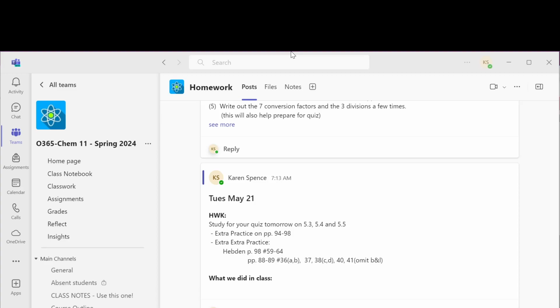Or you can start without, and then you can decide later on if you feel like, oh, I have not studied enough. But don't not study enough. Go home and study your butt off tonight. Okay?